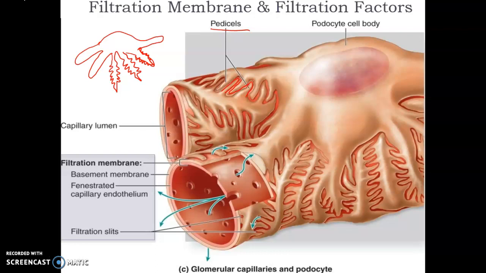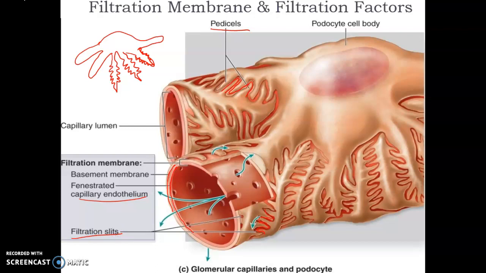The filtration membrane is actually made up of the fenestrated capillary endothelium. So this innermost salmon colored layer of cells, this is the capillary endothelium. Supporting the capillary endothelium, you have this basement membrane, right? And then these interlocking pedicels, do you see that? These are forming filtration slits.